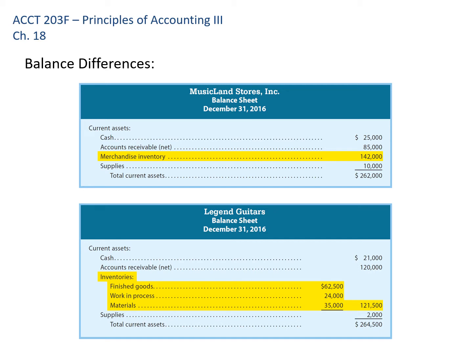The lower balance sheet there for Legend Guitars, the example our textbook uses, shows what the same section of the balance sheet looks like for a manufacturing company. The difference being that manufacturing companies buy raw materials and convert them into a finished product. So in this case, they have three types of inventory. You can see they're listed all there with their detail and then subtotaled on the far right column. Those types of inventory are finished goods. Those are products that a customer could come in and pick up. They're complete and done in all respects, packaged, labeled, on the shelf, ready to go.